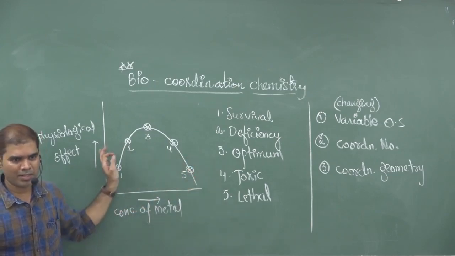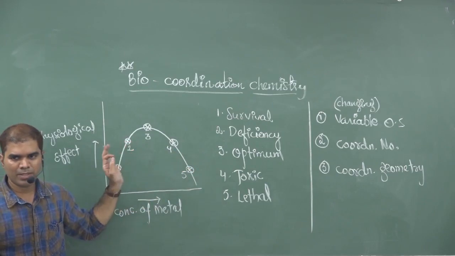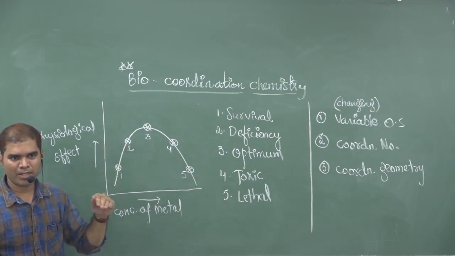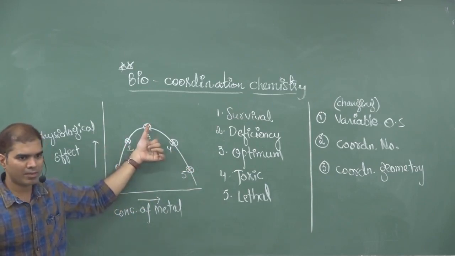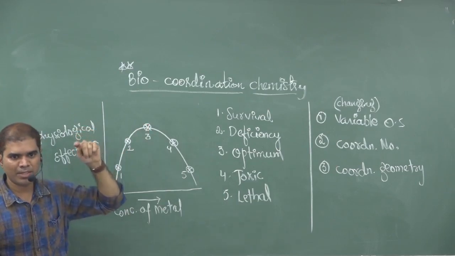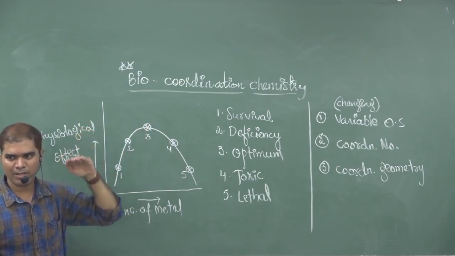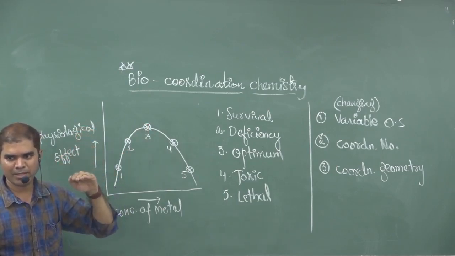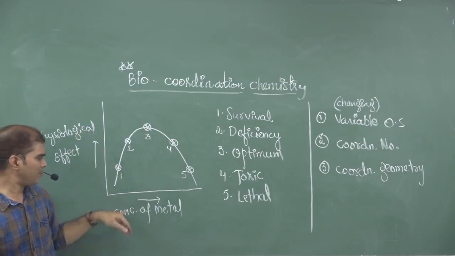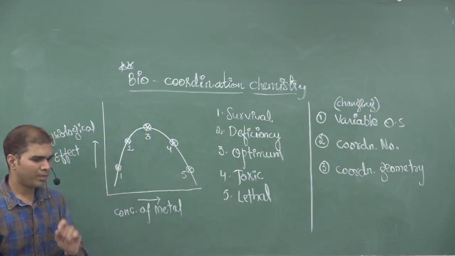So these are the various concentrations. The concentration required for proper metabolic activity means optimal concentration. We call it optimal. Optimal means that which is not high, not less, medium-like. Okay. So you just take down this graph. You write a point.